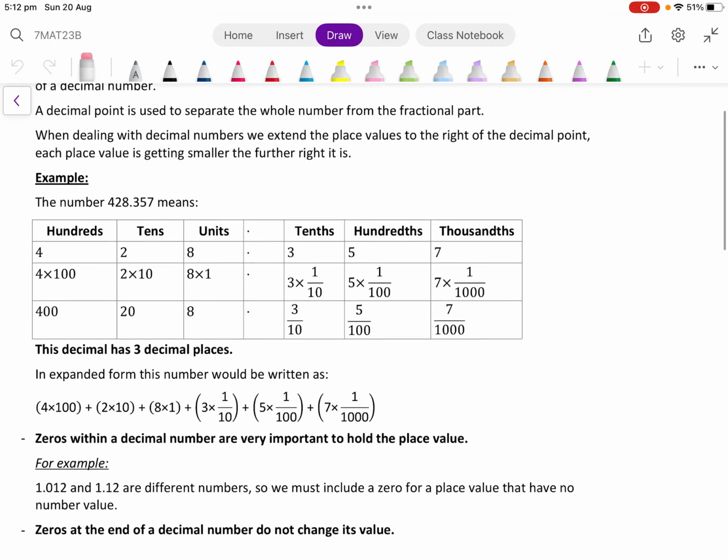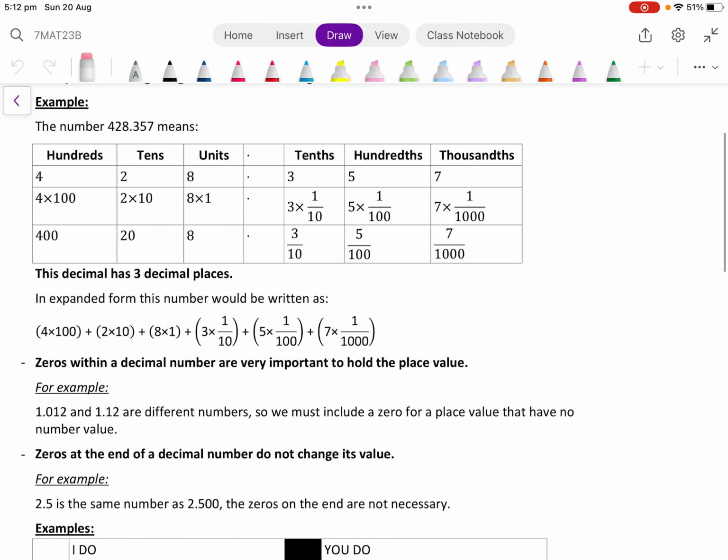Now, zeros within a decimal number are very important to hold the place value. For example, 1.012 and 1.12 are different numbers, so we must include a zero for place values that have no number value. Now, zeros at the end of a decimal do not change its value. For example, 2.5 is the same number as 2.500. The zeros at the end are not necessary. Let's have a look at some examples.